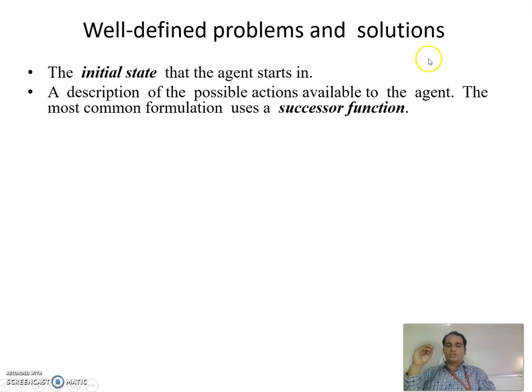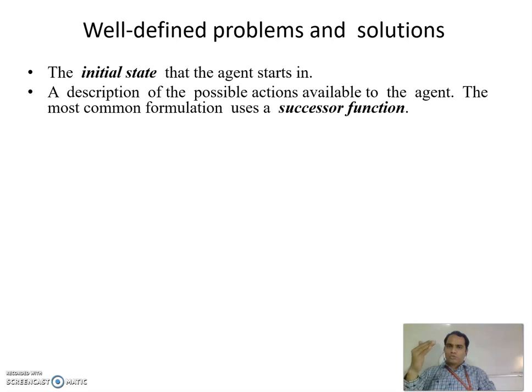Then the most common formulation uses a successor function. What is the successor function? Let us say I have a state S1 and the valid actions I can perform from this state are A1, A2, A3. Now what happens if I perform A1? I will go to the S2 state. If I perform A2, I will go to the S3 state. If I perform A4, I will go to the S4 state, let us say.